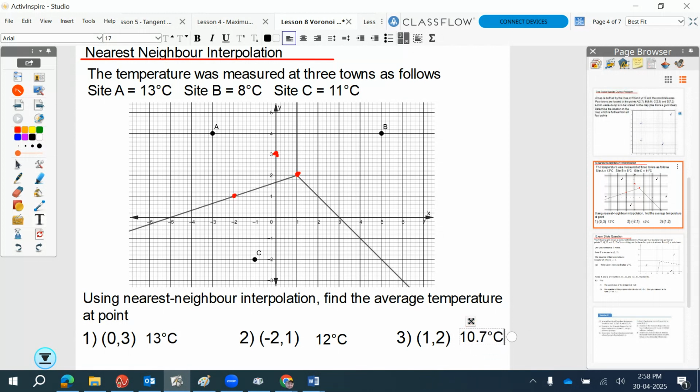And that is how we use nearest neighbor interpolation in a Voronoi diagram. It sounds much harder than it is.